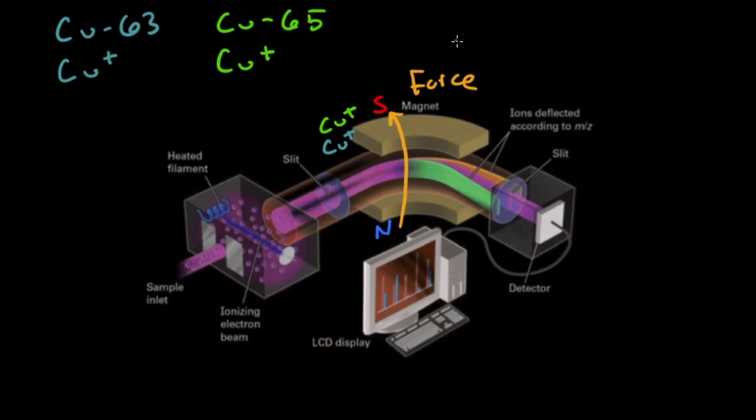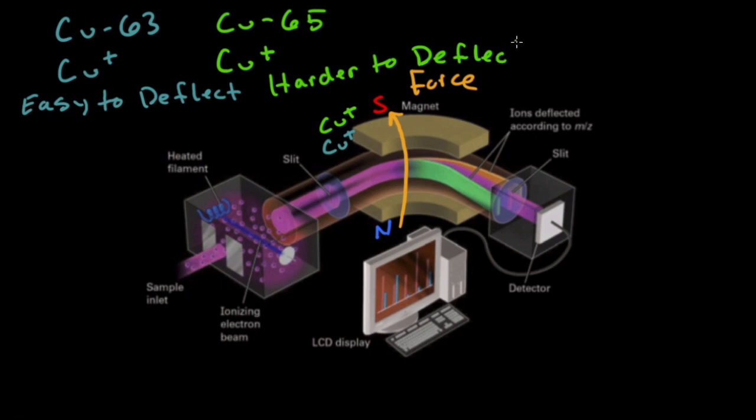The lighter one is going to be easier to deflect than this heavier one, the 65. That's because when a force acts on a lighter object, it's going to be easier to move that object. So this lighter one is going to be easy to deflect, so I'm going to put that it's going to be easy to deflect. And the heavier one is going to be harder to deflect, so I'm going to write down that this is going to be harder to deflect.